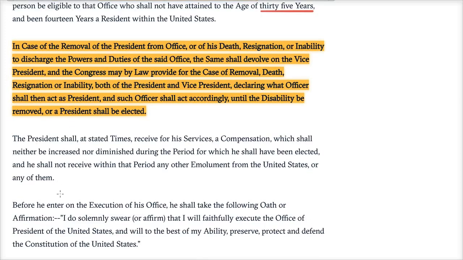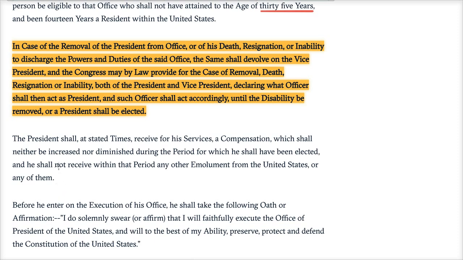Yep. And then the rest of Section 1 finishes off with, in the case of the removal of the president, his death, resignation, or inability to discharge the powers. So it talks about how Congress can provide for who should be president next. Exactly. And there are statutes that provide that, and Congress has an elaborate rule of succession that it's created, as empowered by this part of the Constitution.